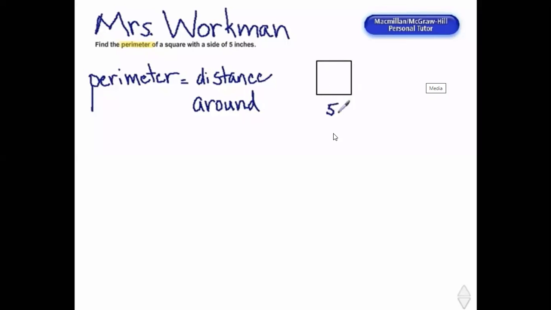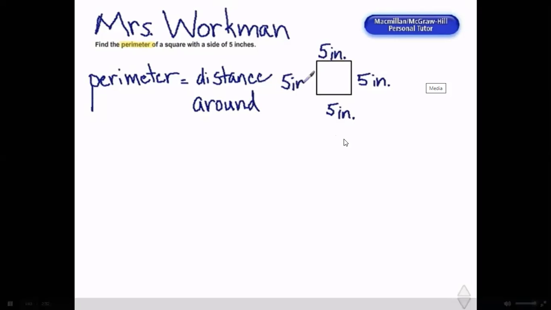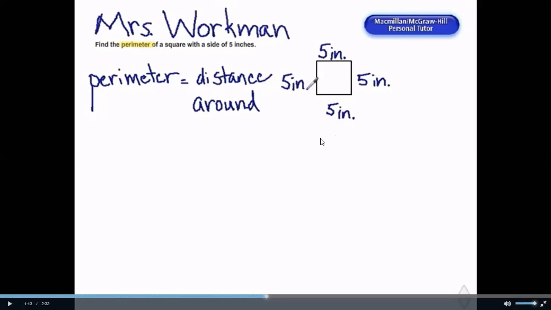So we know that a square has 4 sides that are equal in length. So I'm going to mark all of that all the way around. All 4 sides are 5 inches. As you see here, a square of side length 5 inches means all sides should be the same length: 5, 5, 5, and 5.